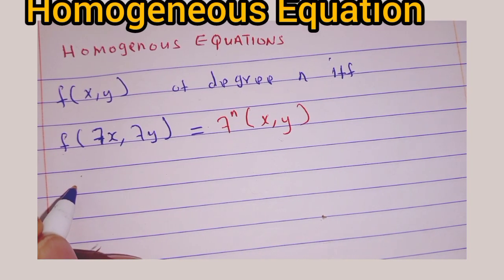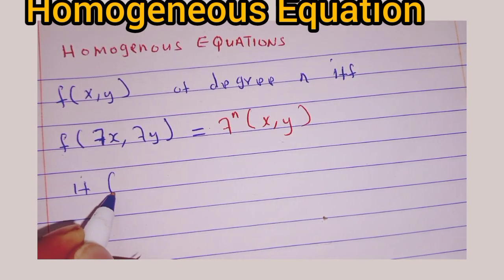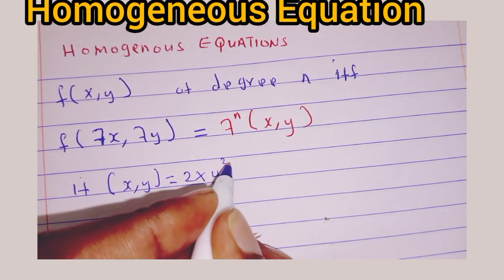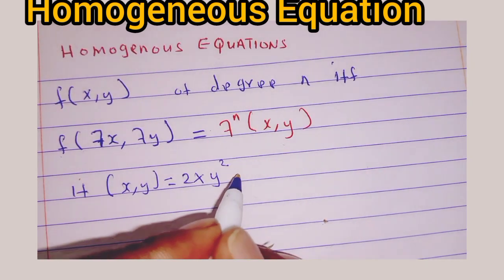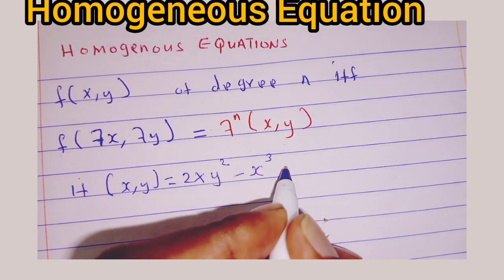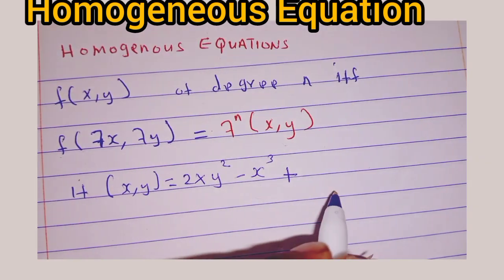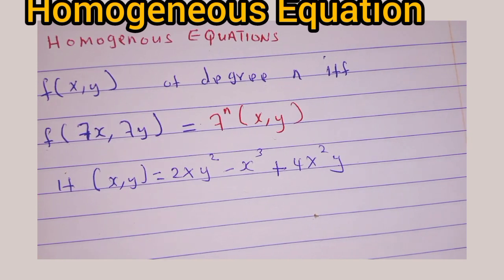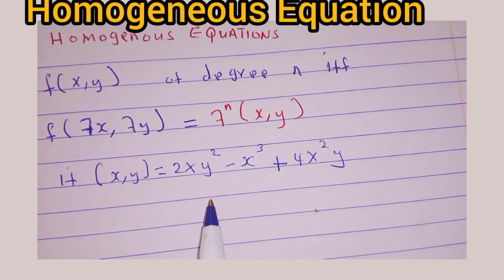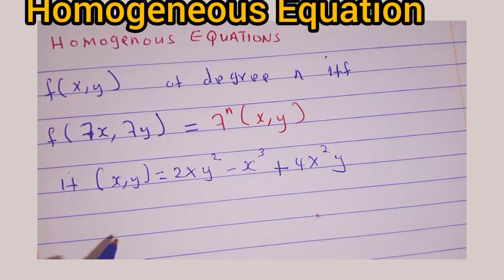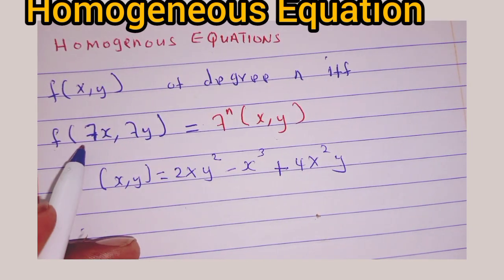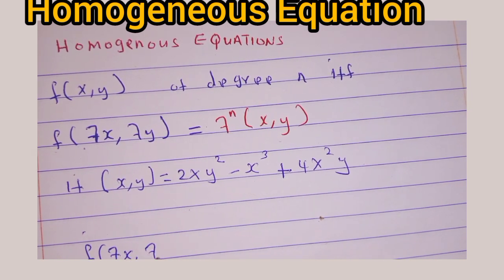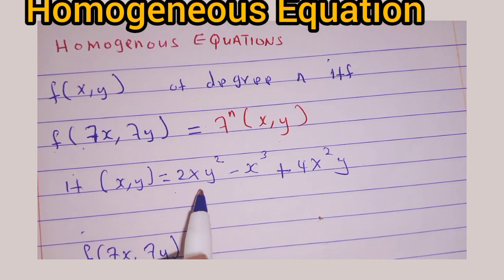Consider this example here. If you have a function f of x, y given to be 2xy squared minus x cubed plus 4x squared y, we are going to use this one to illustrate how we can determine whether this function is homogeneous or not. So first of all, we are going to write it in this form, in form of lambda. So you have lambda x, comma, lambda y. So whenever you have x and y, you introduce lambda.